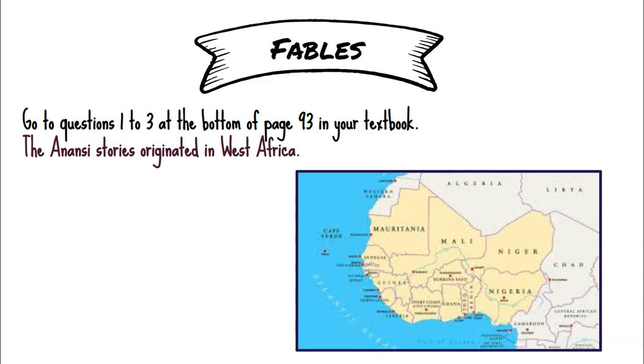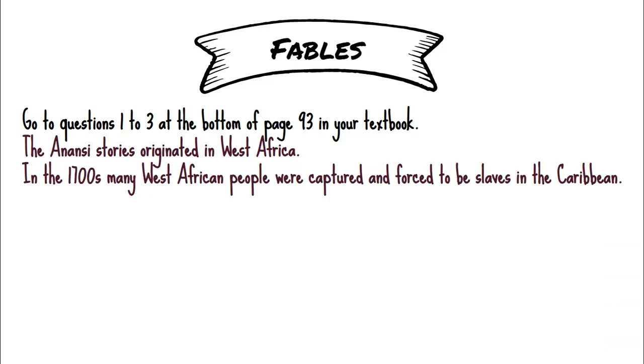So those are regions today, places like Guinea, Benin, Burkina Faso, the Ivory Coast, Liberia, Senegal. There's a whole lot of countries that form part of West Africa today. In the 1700s, many West African people, we know that they were captured, kidnapped, forced against their will to go and work as slaves in the Caribbean.